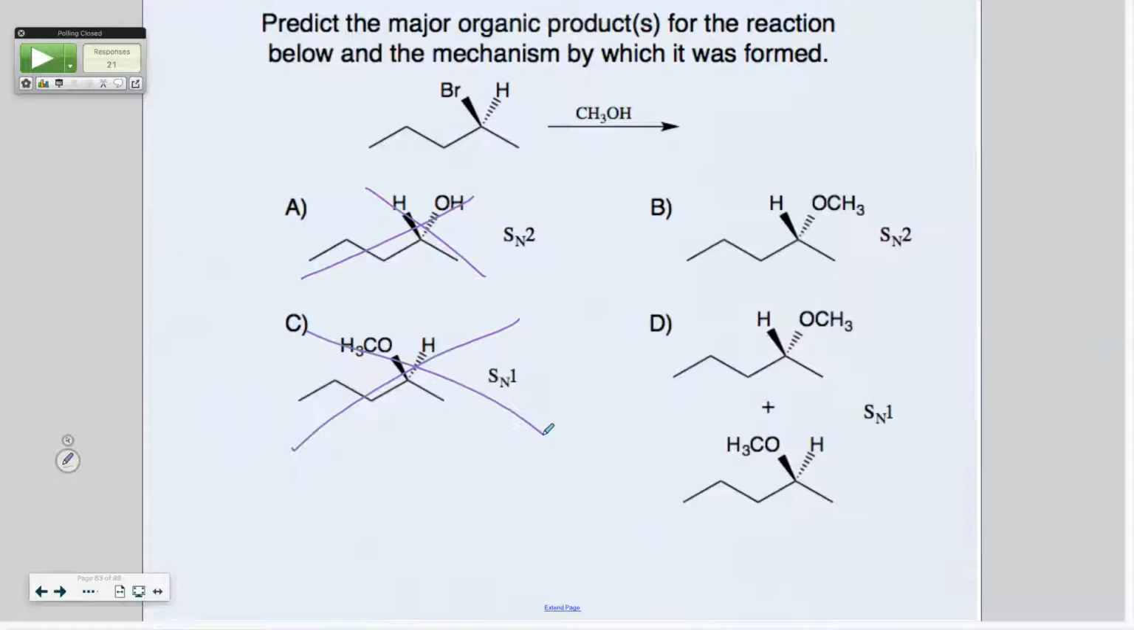Okay, so is it B or D? How do you decide? Look at your nucleophile. Is it negatively charged or neutral? It's neutral. So which one is it? Dang it, I keep getting those mixed up. Okay, well, write it down so you learn it.